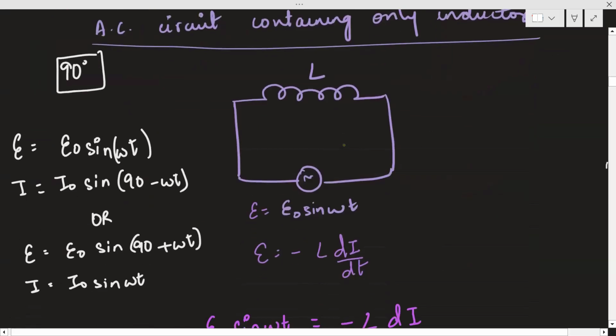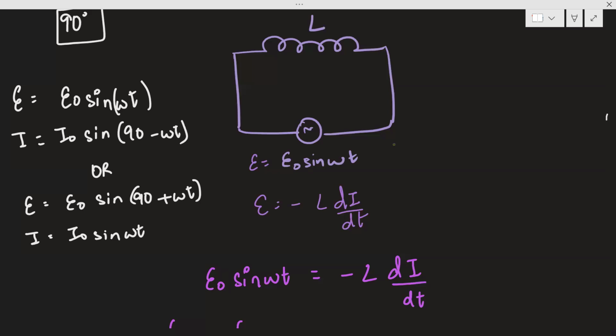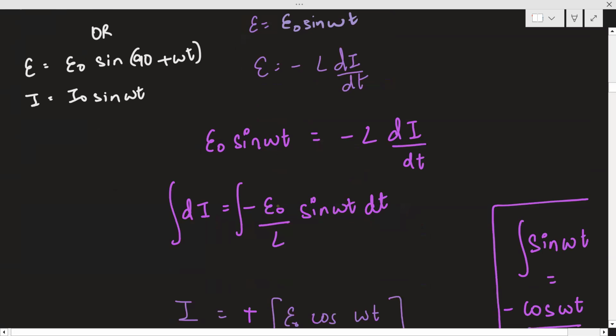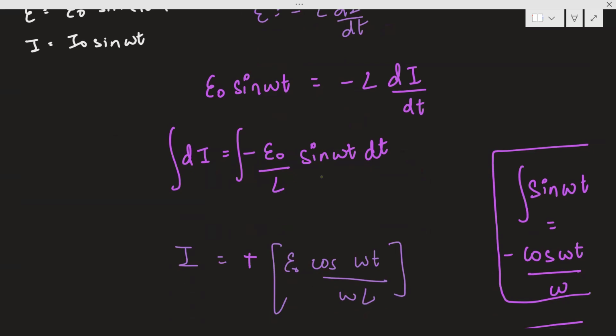Now if I talk about AC circuits only having inductors, E is equal to minus L di over dt. So you put the value of E as E naught sin omega t. Then we shift L because I need only di over dt. From here, di can be written as minus E naught by L sin omega t dt. Again, what did I tell you? The integral of sine becomes cos divided by the constant. So the integral of sine omega t will become minus cos omega t divided by omega.